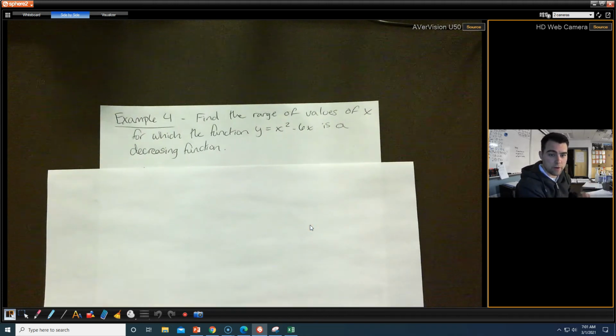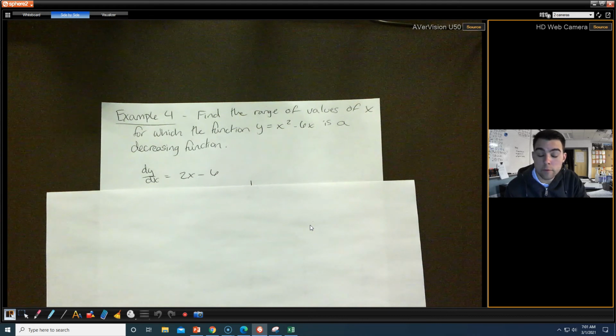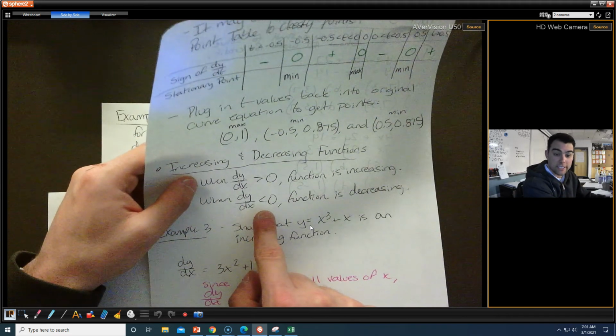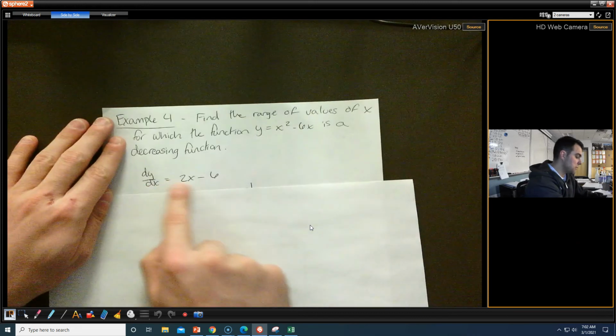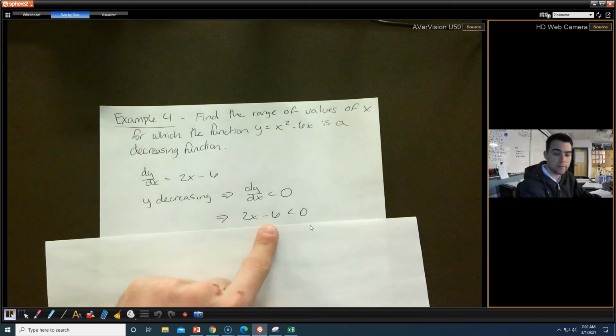And finally, example 4: find the range of values of x for which the function y equals x squared minus 6x is a decreasing function. This is going the other way. First of all, we have to find dy dx. Again, we find that it's 2x minus 6. We want to know for which values of x this is a decreasing function, so I have to make dy dx less than 0. I'm going to make this dy dx less than 0, and that's what I end up getting right here.